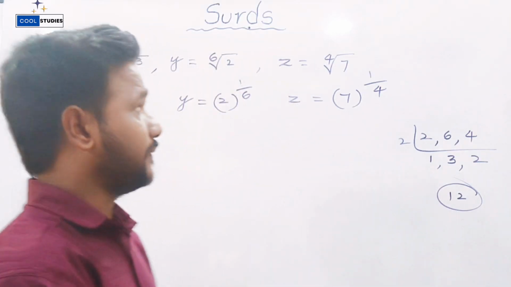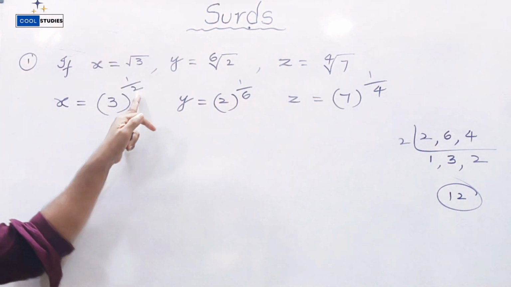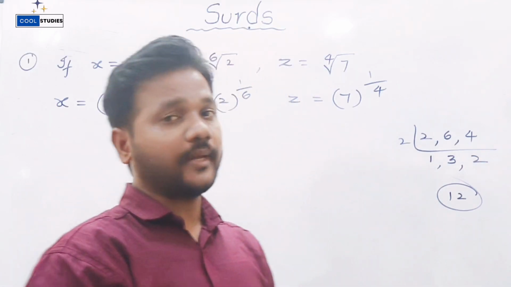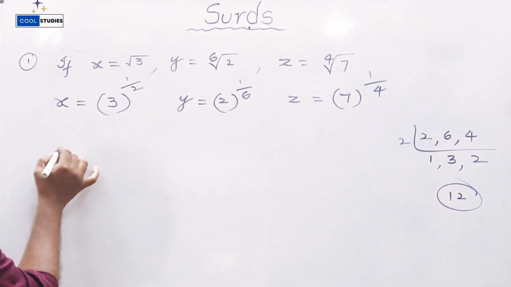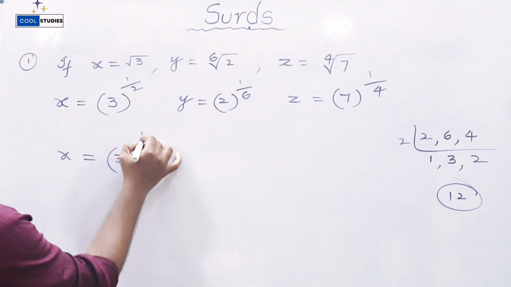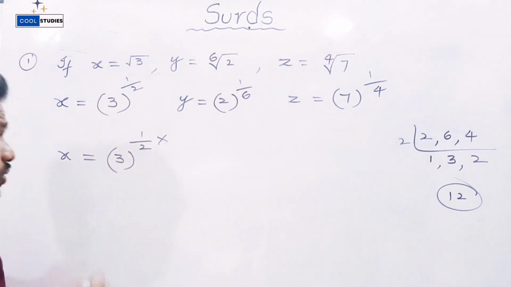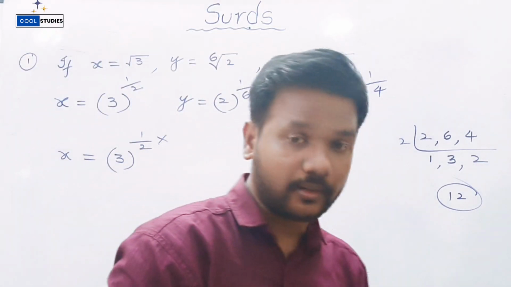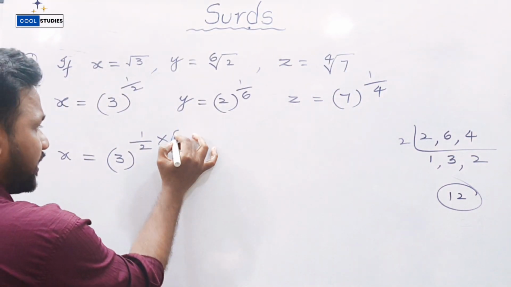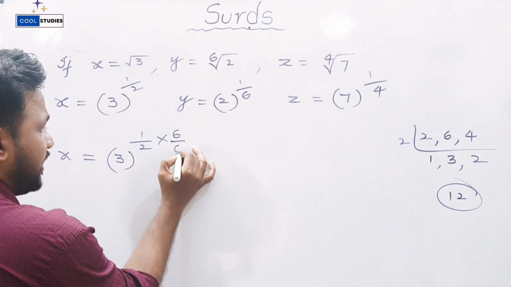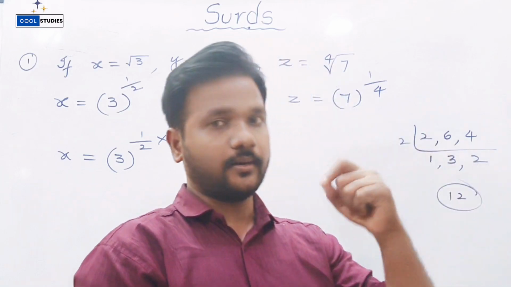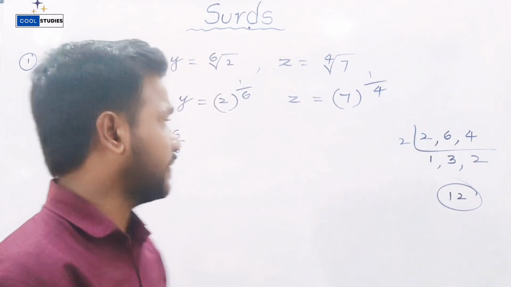Now, what do we do next? When do we get 12 in the 2 table? Tell me here. 3 to the power 1 by 2, and when we get 12 in the 2 table, it is 6 times, right? Multiply the numerator and denominator with 6.